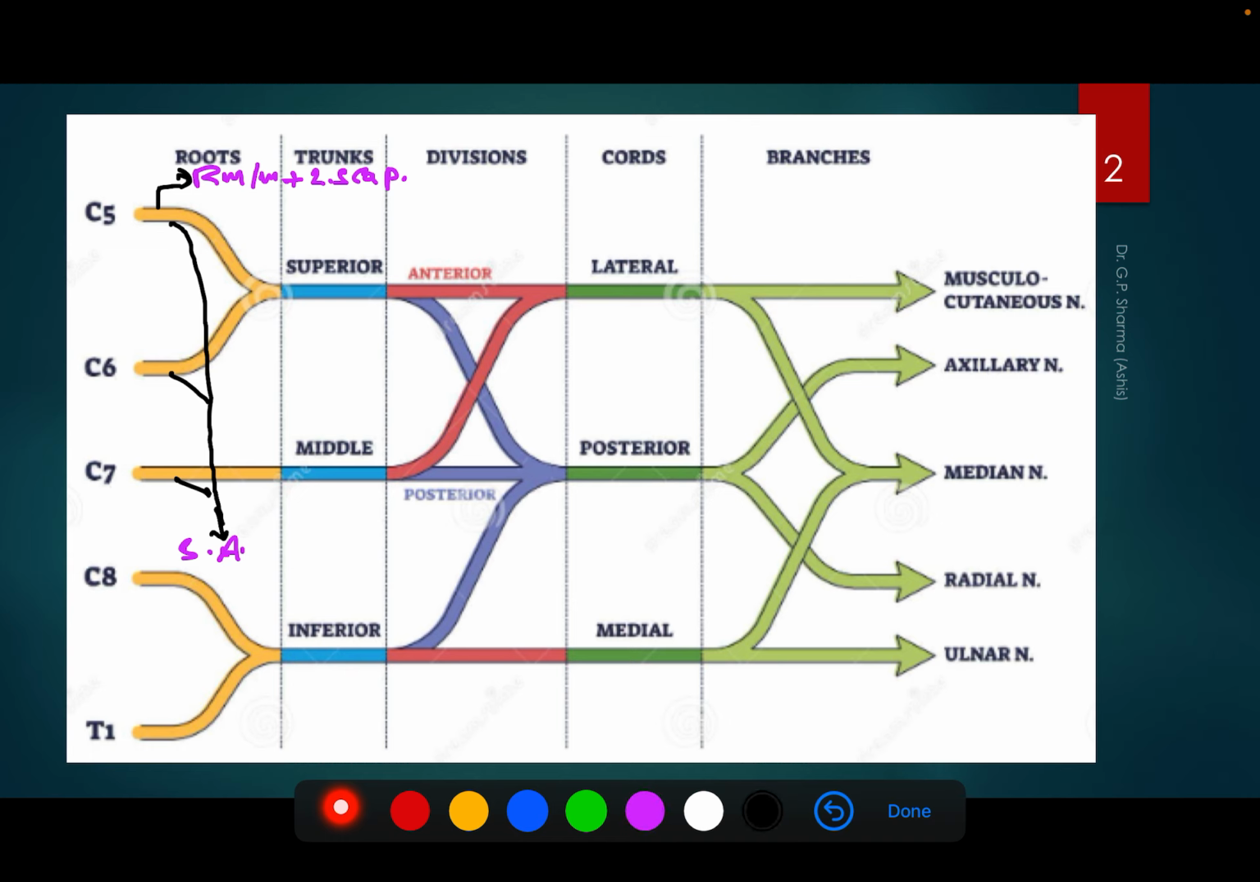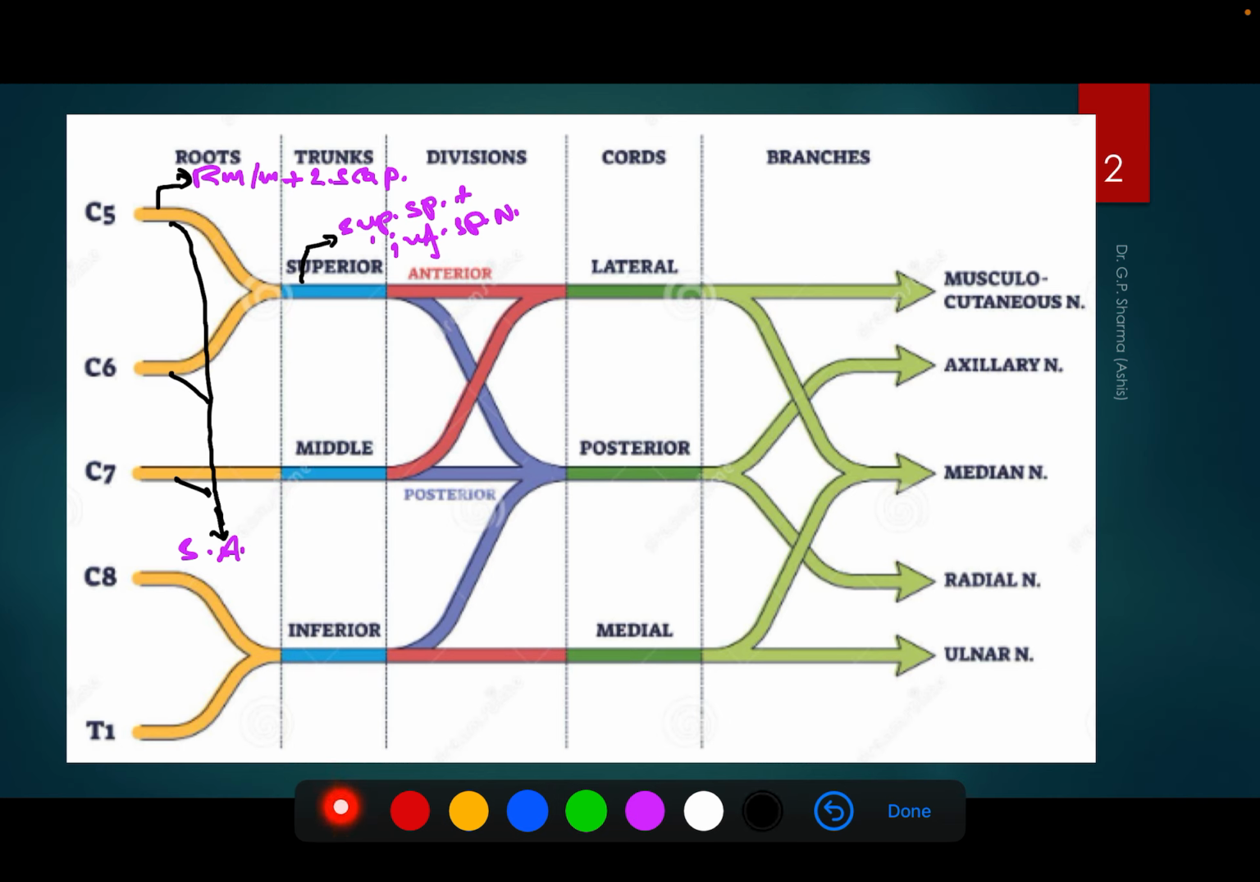Now let's go to the next branch here. That was my suprascapular nerve. This suprascapular nerve is going to the scapula through the suprascapular notch, and it is supplying my supraspinatus plus infraspinatus muscle. It is going to the backside of our scapula, and on the dorsal surface we have two muscles, supraspinatus and infraspinatus. So the supraspinatus and infraspinatus are supplied by my suprascapular nerve.